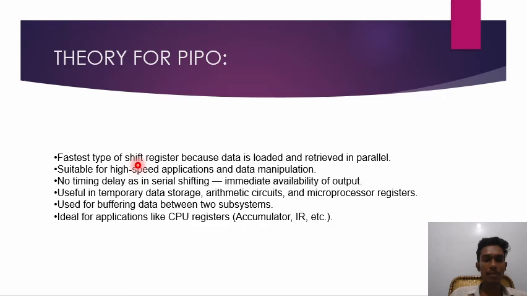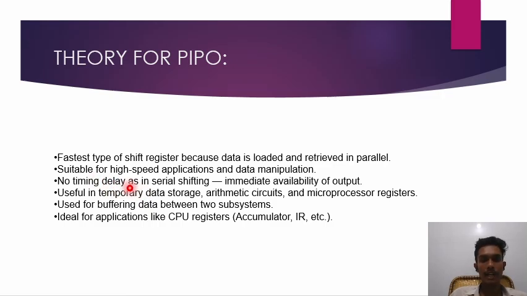This is the fastest type of shift register because data is loaded and retrieved in parallel, as I said earlier, and it is suitable for high-speed applications and data manipulation. And here there is no time delay. As we apply our input, we get our output, and we can shift it as we like. If we want a right shift, we can apply right shift, and if we want left shift, we can apply left shift.